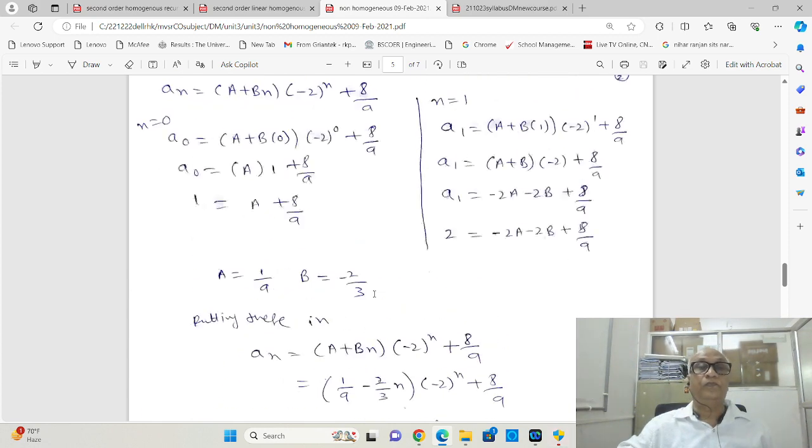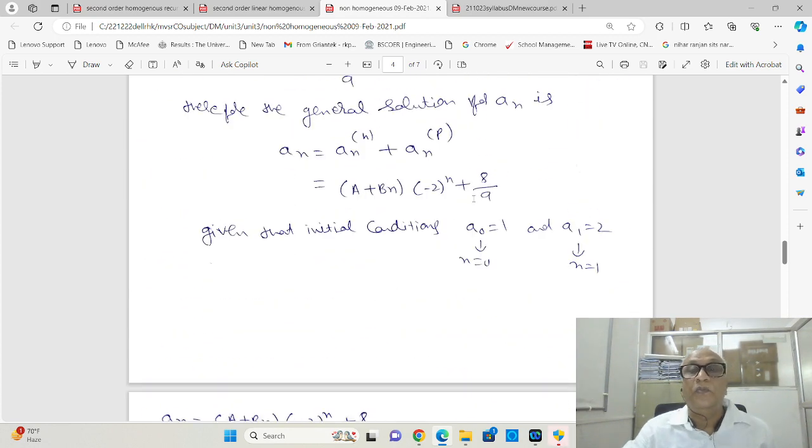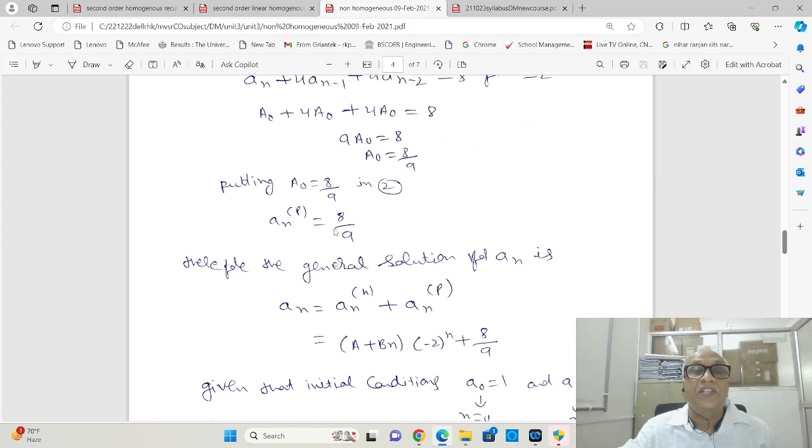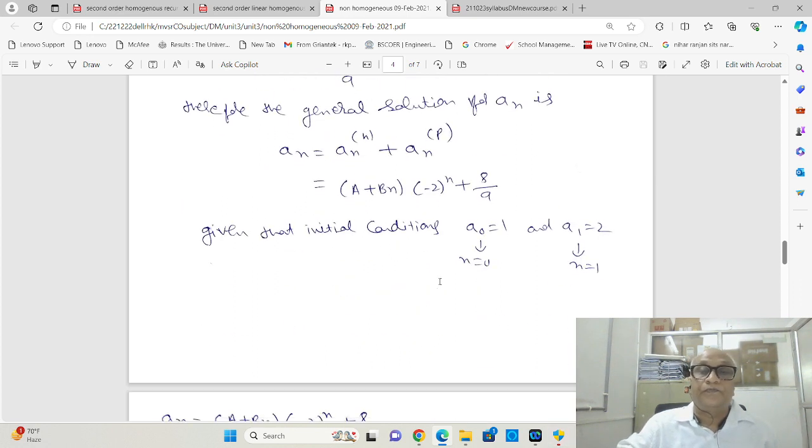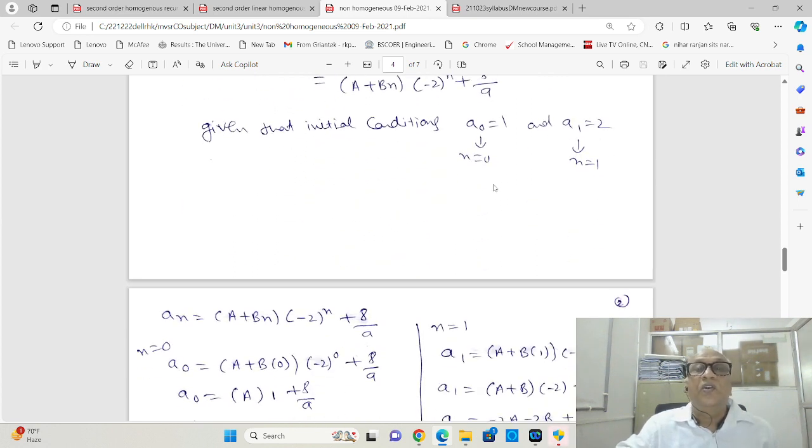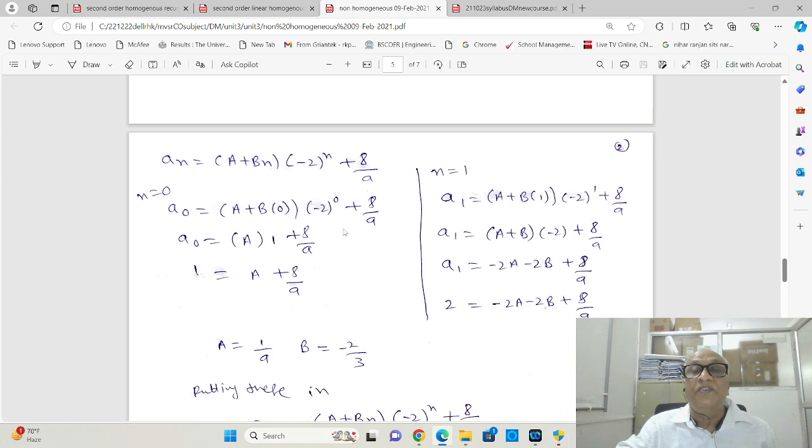Plus 8 by 9. The particular solution we got is 8 by 9. Now in the question it is given that a0 is equal to 1 and a1 is equal to 2. So we need to verify both cases, when n equals 0 and n equals 1.